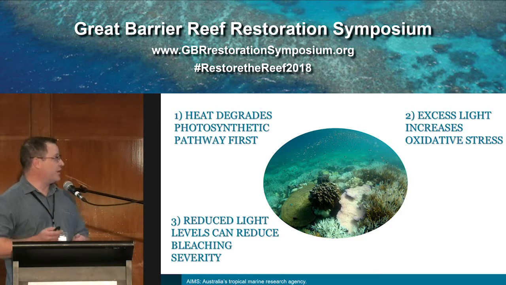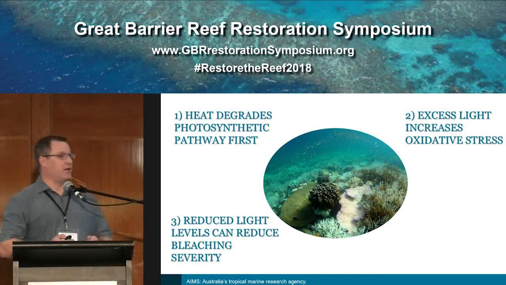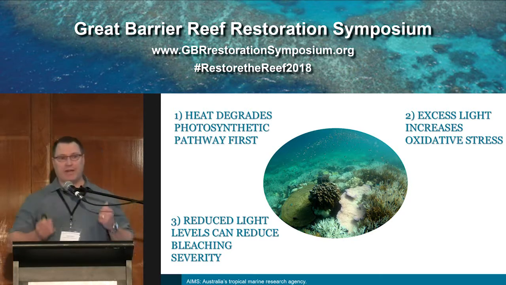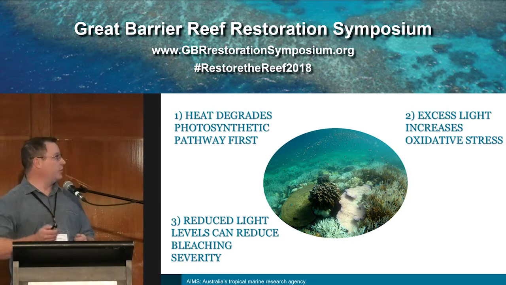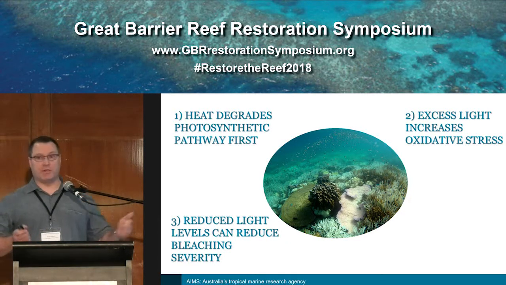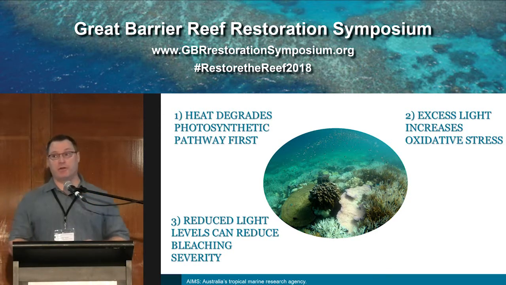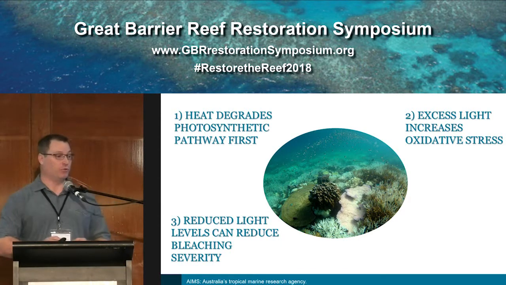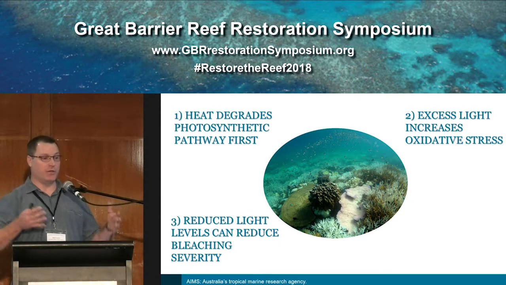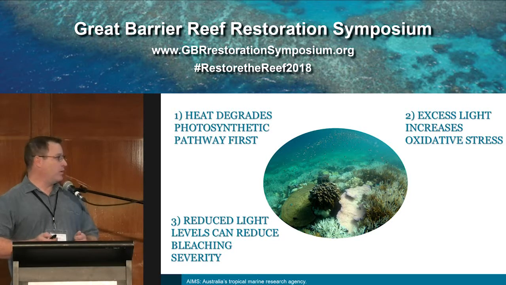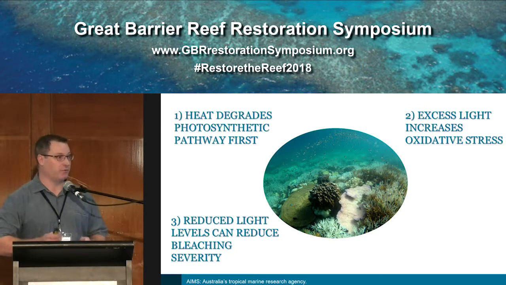Just to summarize, the heat is degrading the photosynthetic pathway first. Excess light is then continually hitting the symbiont and increasing the oxidative stress within the host. As we've just seen from both Andrew and Mark, reduced light levels can reduce bleaching severity and can also reduce the warming rate if we're able to reduce the amount of radiation hitting the surface of the water. But the ocean warming extremes that are projected for the future still need to be dealt with and slowed down as fast as possible.